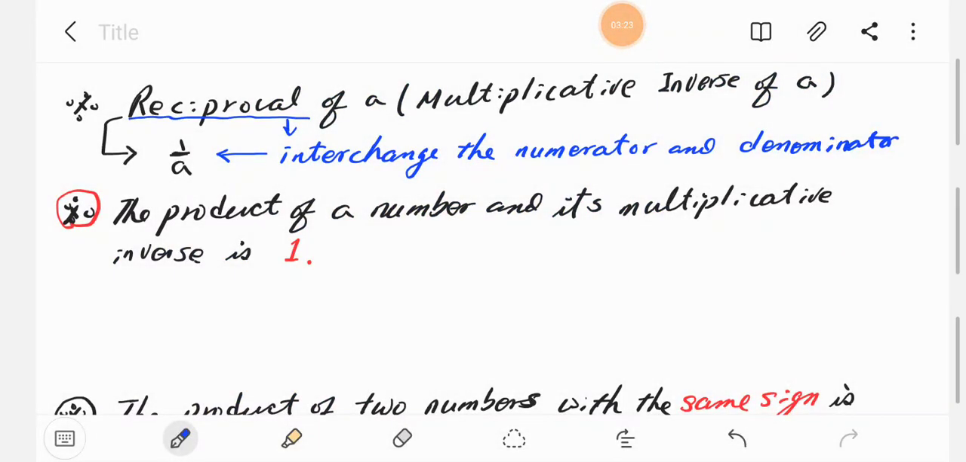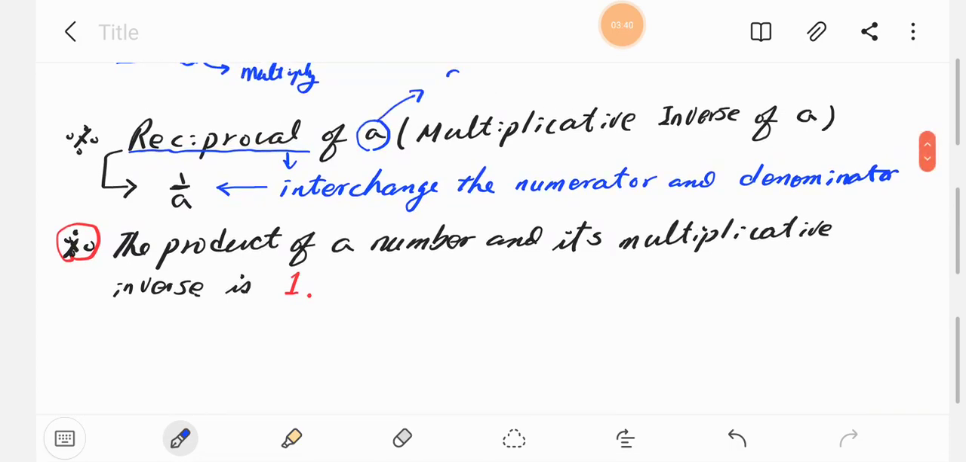Okay, the reciprocal of a number, or the multiplicative inverse of a number. Let's say A is a number. Then A is A over 1, right? So A is equal to A over 1. So the reciprocal of this number is to interchange the numerator and the denominator. The numerator goes to the denominator and the denominator goes to the numerator. Just switch these two. That is the reciprocal or multiplicative inverse. So the reciprocal of A will be 1 over A.